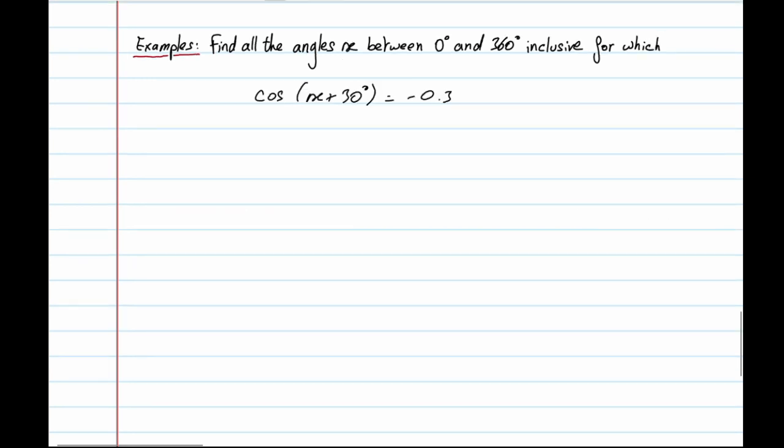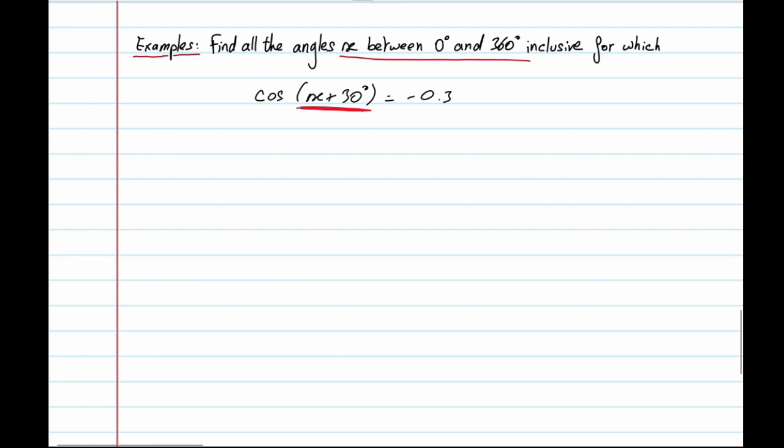Okay, let's see another example. Cosine of x plus 30 degrees equals negative 0.3. Here, what's different on this example compared to before is that we have x plus 30 degrees inside the cosine. But we are asked that x is between 0 and 360 degrees.